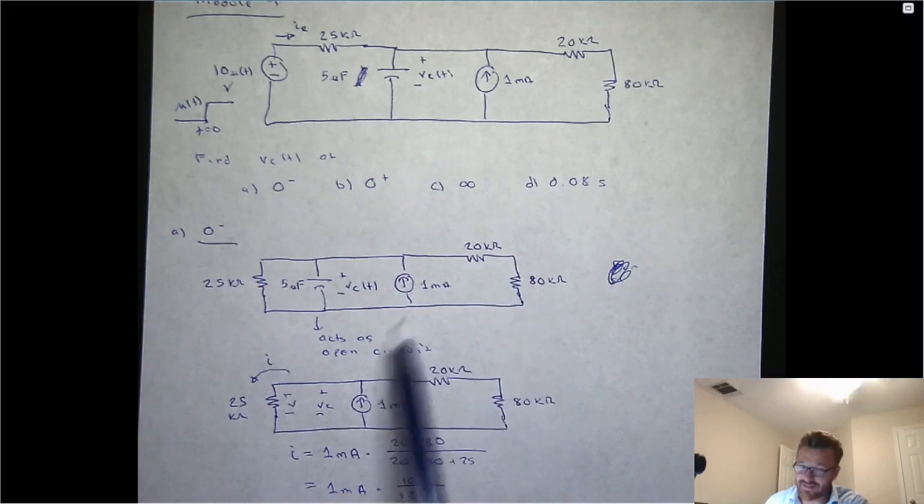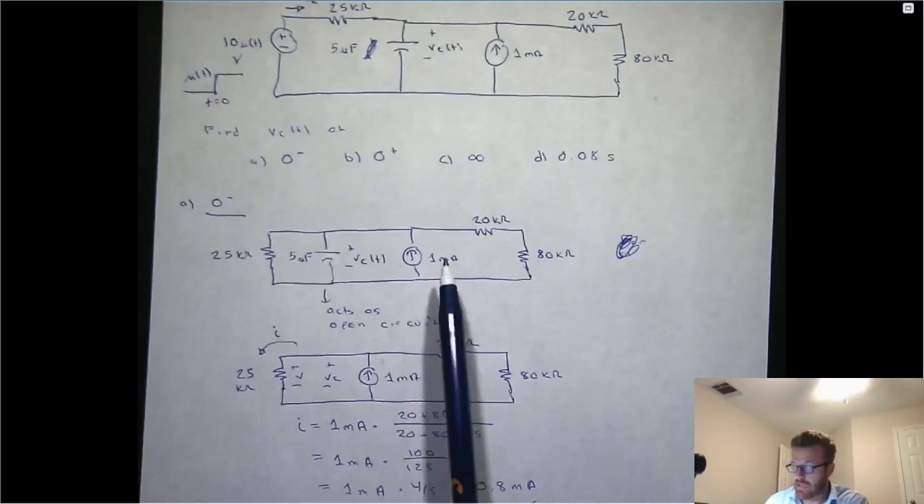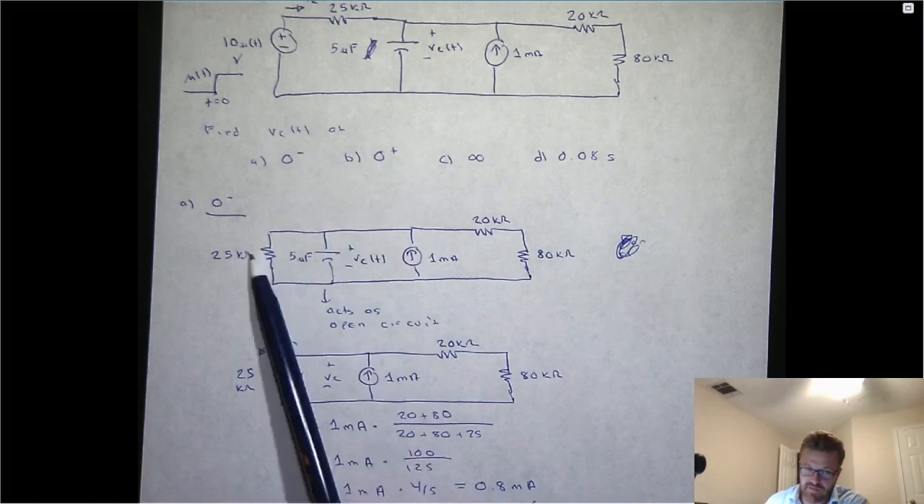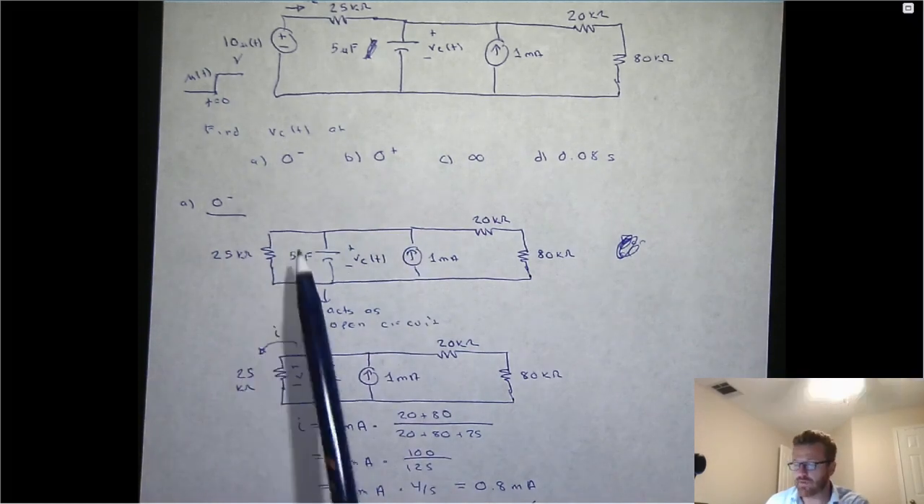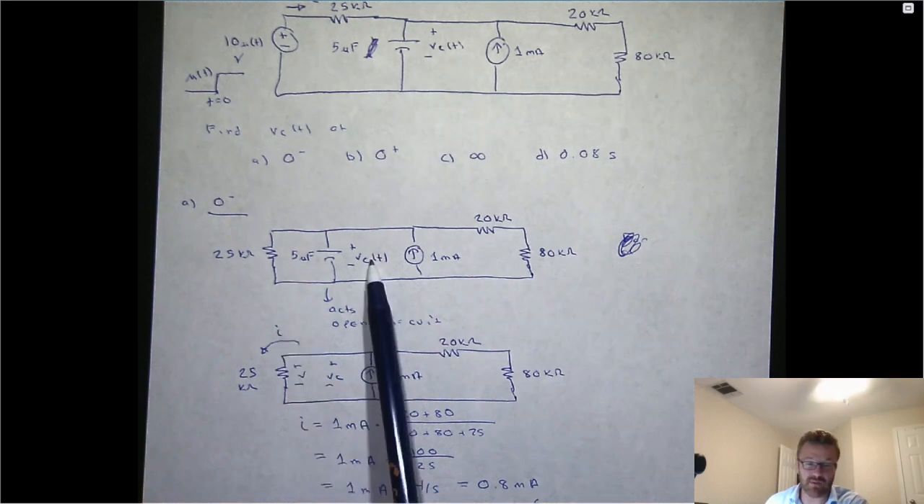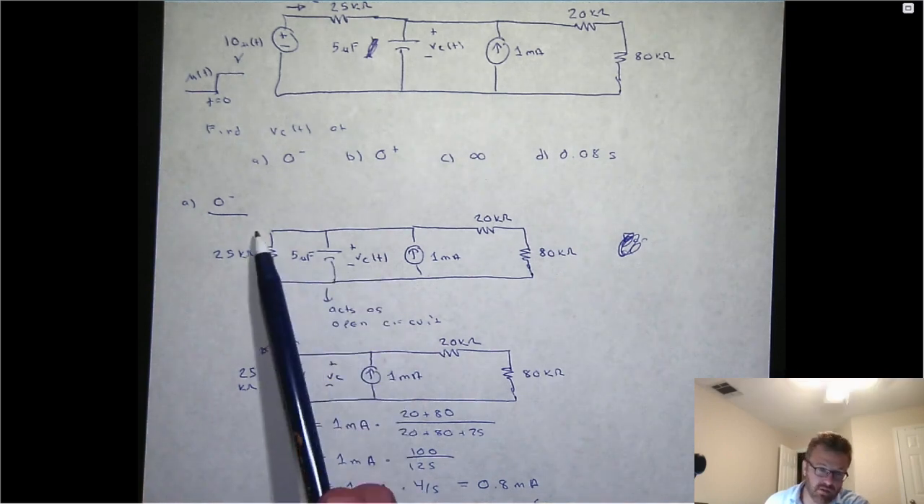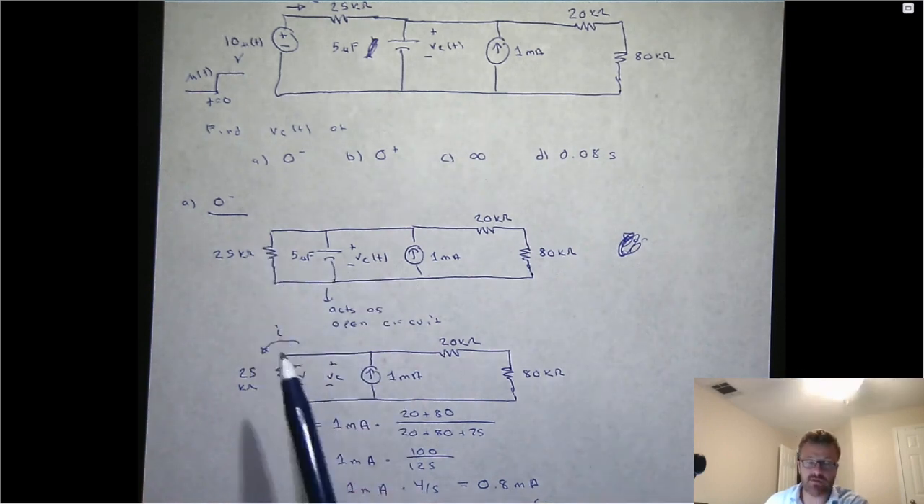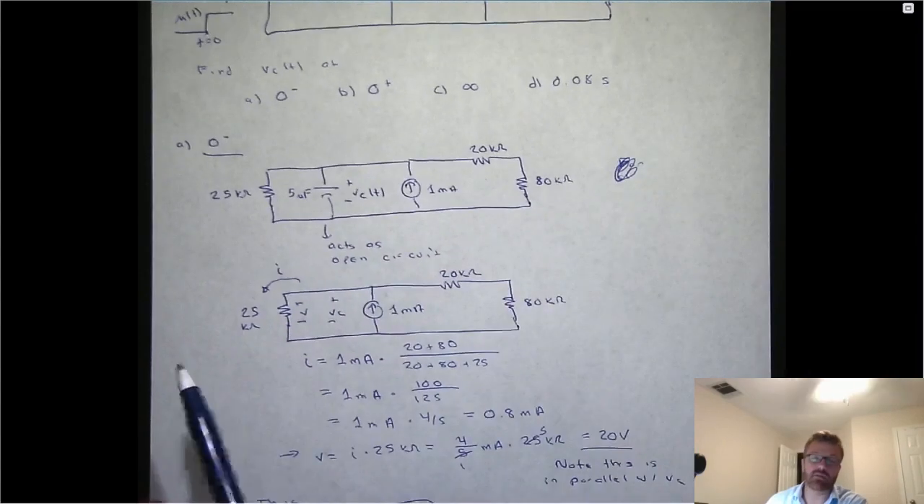So basically, this is just a current divider circuit. And if we want to find the portion that goes through the 25K, and the reason we want that is if we knew this voltage, since it's in parallel with the capacitor, we'd also know the capacitor voltage. So what I'm going to do is solve for the current through the resistor using current division, and then I'll use Ohm's law, and then I'll know my voltage.